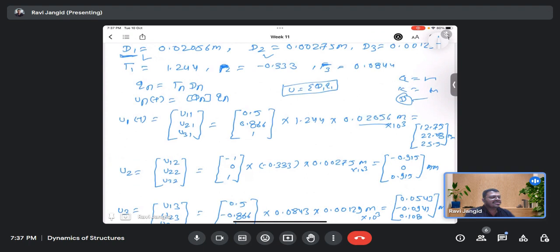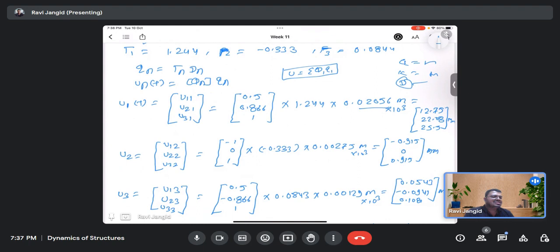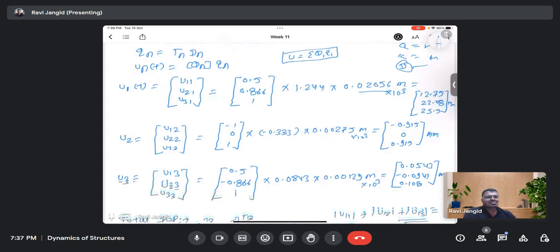There also I am not getting this question. Here only I am getting this. You are confusing it with the peak. Whenever the question asks for the peak, then you have to use some technique, either absolute, SRSS, or CQC. If they are not asking for the peak, they are asking just for the total displacement at degree of freedom 1, then you have to give it directly by summation. Total displacement at the degree of freedom.